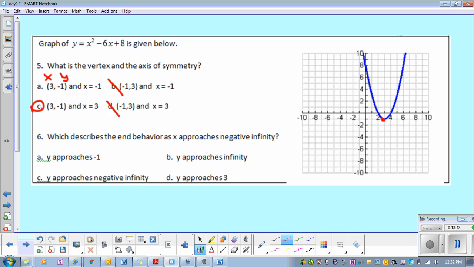Which describes the end behavior as x approaches negative infinity? Which arm of the graph? The left one. What is the left end behavior doing? Approaching infinity. Good. Perfect. It's B. It's going up to infinity.